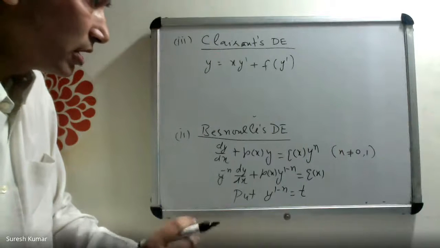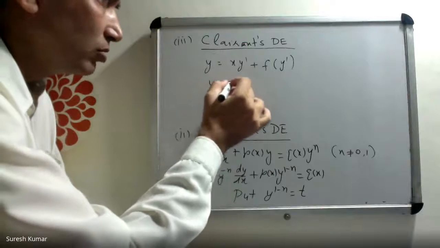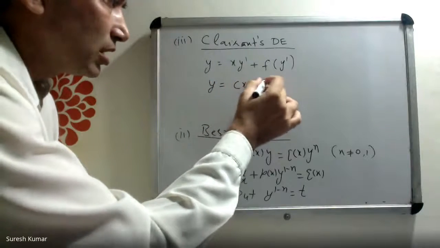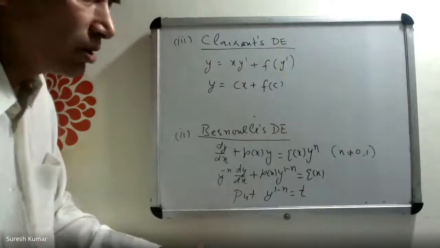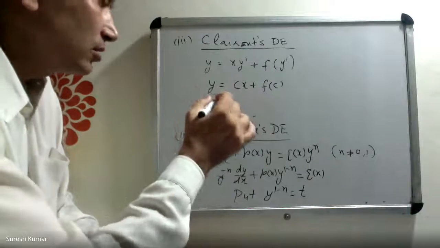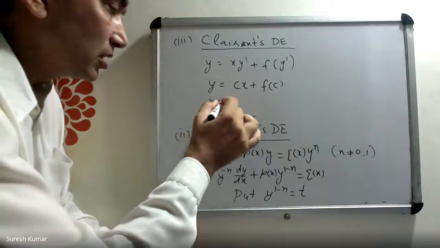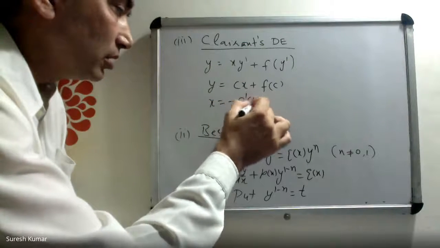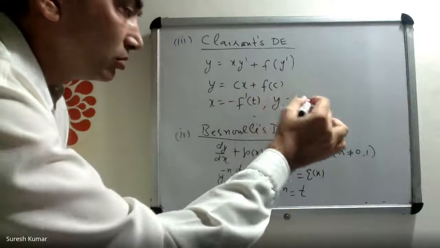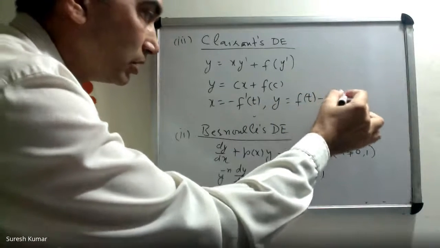It's interesting that it has a singular solution. What is its general solution? y = cx + f(c). Simply replace y' by c. This is the general solution. And the singular solution is given by x = −f'(t) and y = f(t) − t f'(t).